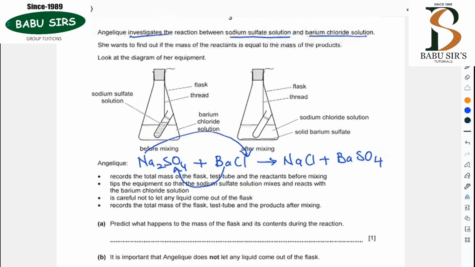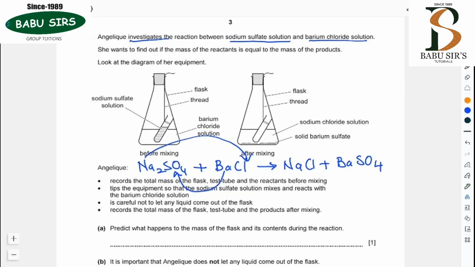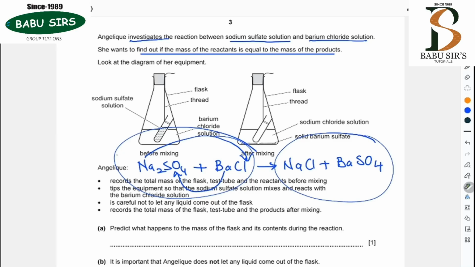But why is this experiment conducted? This experiment is conducted to find out if the mass of the reactant is equal to the mass of the product. That means whatever mass is before the reaction will be equal to whatever mass will be after the reaction. Whatever mass is before the reaction can be measured here. It is written here that you record the total mass of the flask, test tube and the reactants before the mixture. So you can record the entire mass here, that is the mass of the test tube, everything.